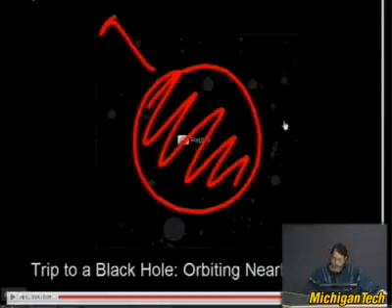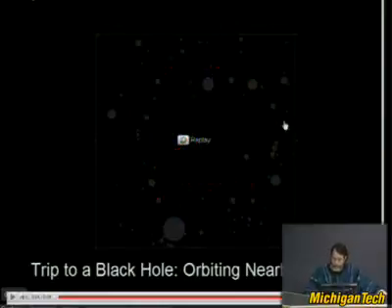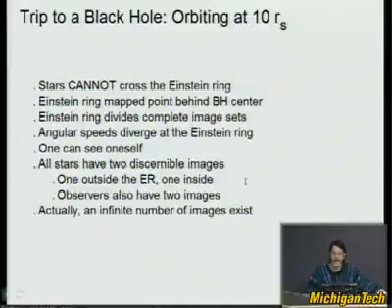You will never see, well, I'll detail this in the next slide. Stars cannot cross Einstein rings because Einstein rings divide complete sets of images in the sky. So you can't go from one complete set of images to another. Angular speeds diverge at the Einstein ring.